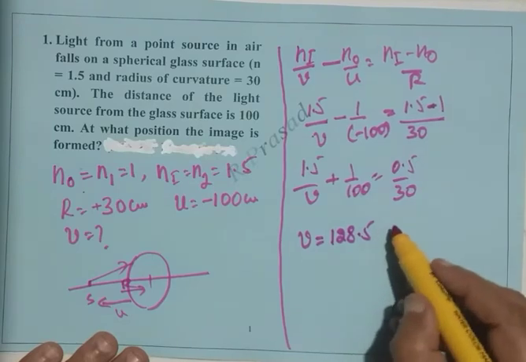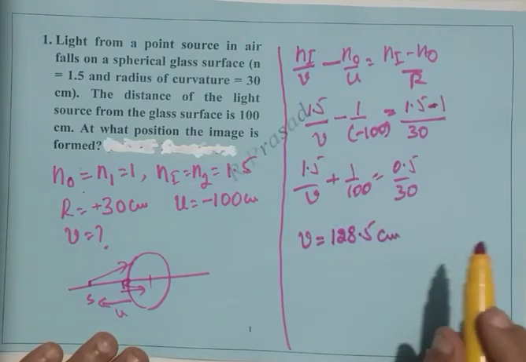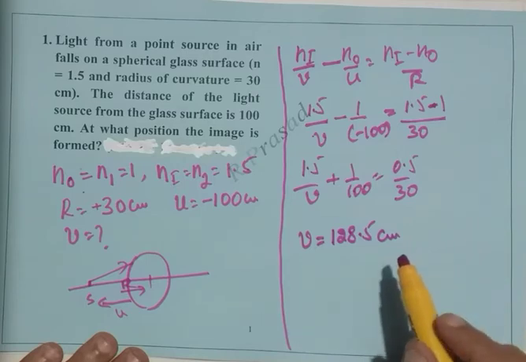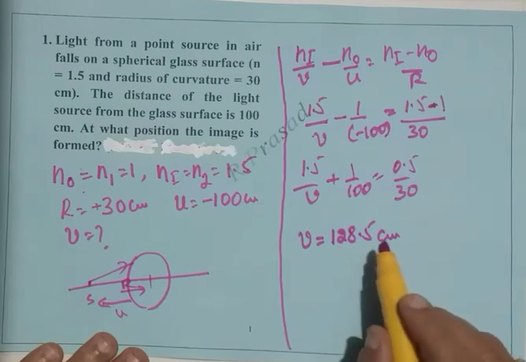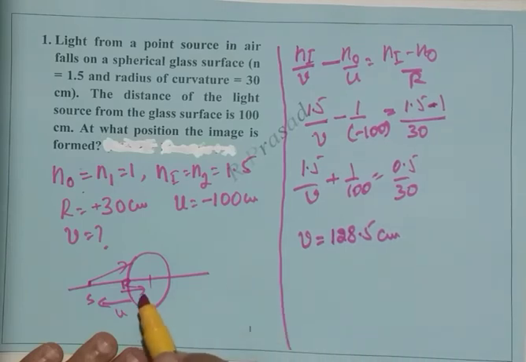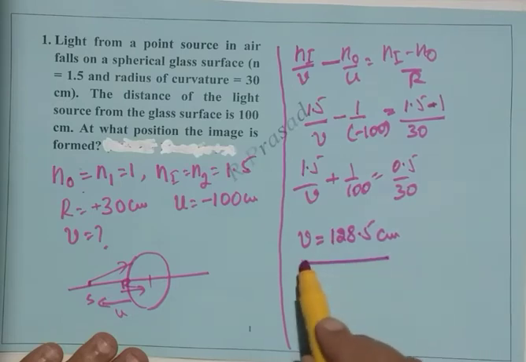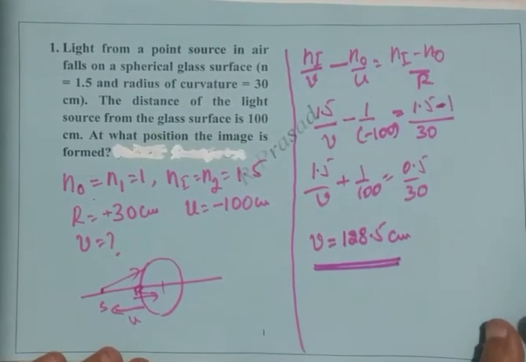128.5 centimeter. That is positive. That is, the image is formed to the right of the pole, that is towards the right side, in the direction of the incident beam. Therefore, this is the answer now.